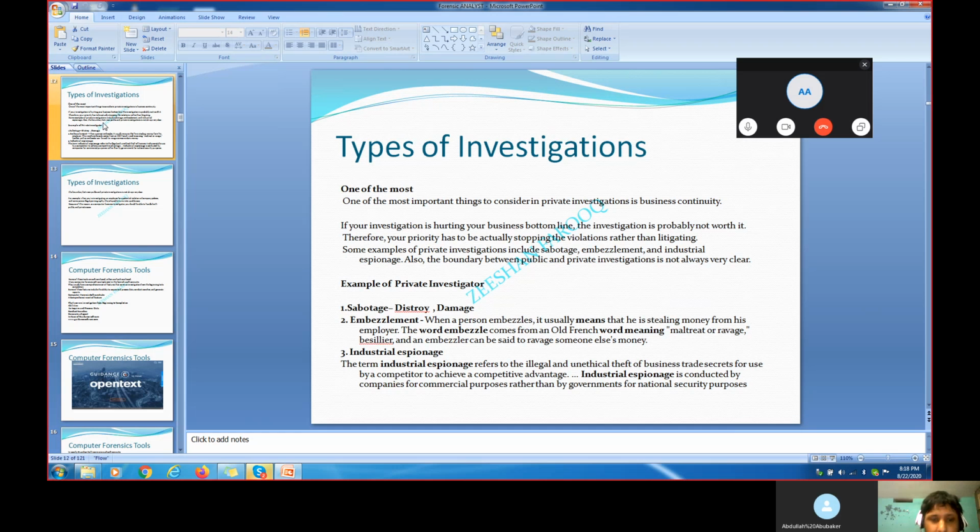Now, examples of private investigation are many, like embezzlement. Embezzlement means stealing somebody's money. There is also industrial espionage, and harassing someone. Harassing means, for example, if you don't pay me this much amount, I will try to destroy your company software. That is also a type of private case.